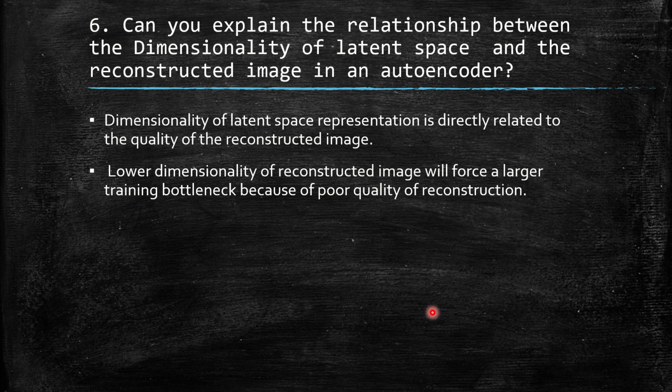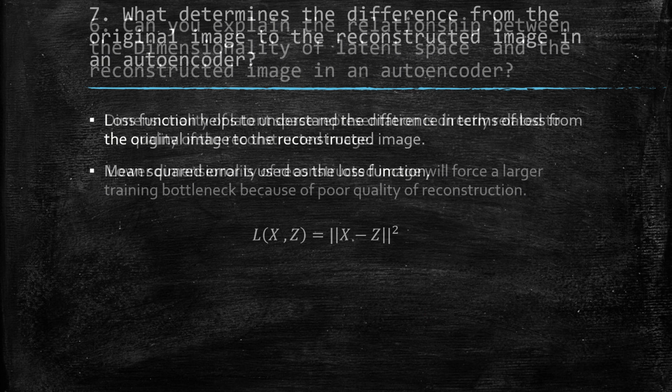The dimensionality of latent space representation is highly and directly related to the quality of the reconstructed image. It completely depends on the quality of the reconstructed image. Lower dimensionality of the reconstructed image will enforce a larger training bottleneck because of poor quality of the reconstruction process. Remember, if you have a lower dimensionality of the reconstruction image, you will have to go with the larger training bottleneck. It has a poor reconstruction, poor quality in the reconstruction, hence it happens that way.